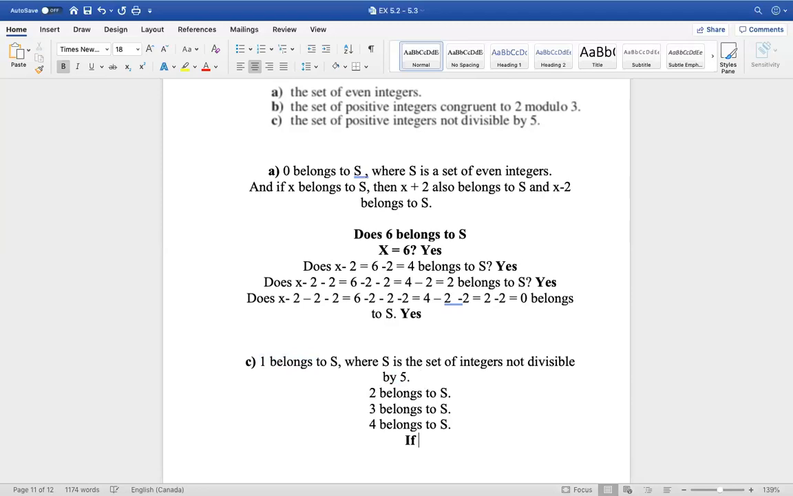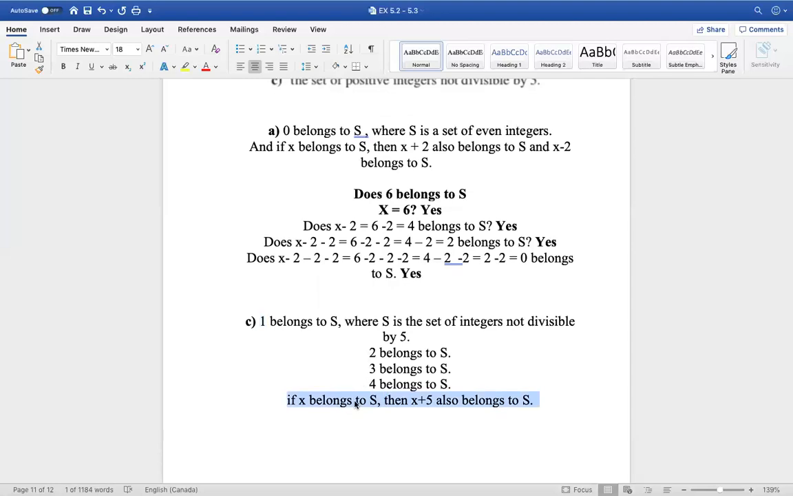Now if X belongs to S, then we know that X plus 5 also belongs to S. Let's say if it's 1, and we know that 1 belongs to S, then for the same reasoning, using this conditional if statement, we can also know that 6 belongs to S. And because we know 2 belongs to S, we can know 7 belongs to S, and likewise. So this is kind of recursive.